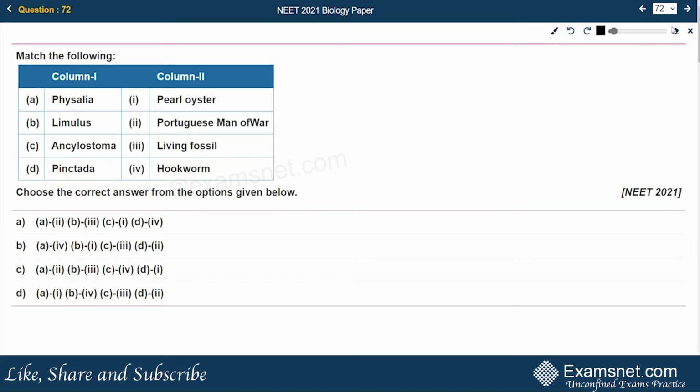Now question number 72. It is from the chapter Animal Kingdom, class 11. And here we have to match the animals with the common names given to them. So the first one is Physalia. Which phylum does Physalia belong to? It belongs to Coelenterata, or you can say Cnidaria. And the common name given to the Physalia is Portuguese man of war.